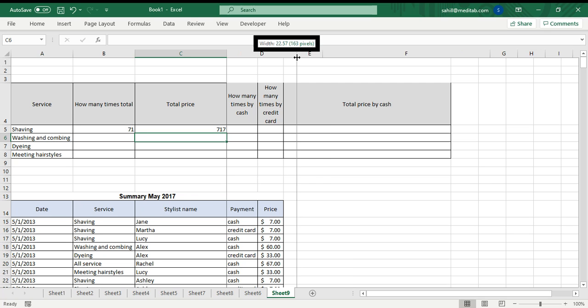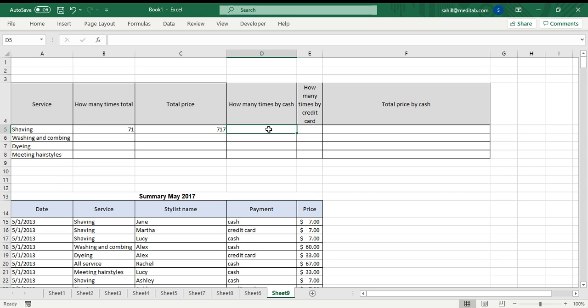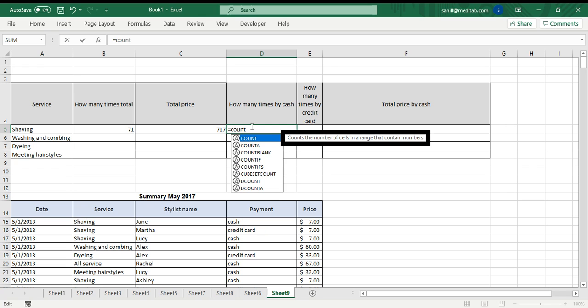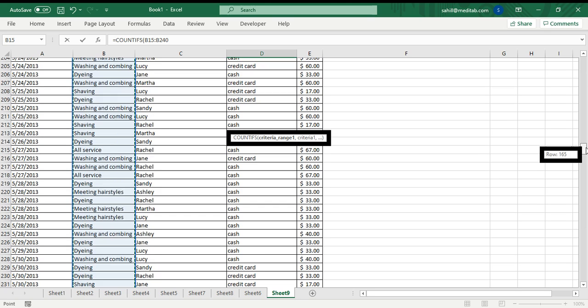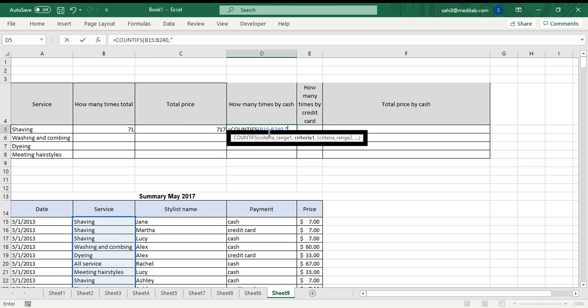Here is another thing. How many times by cash? It is asking me for counting shaving by cash. So two criteria again, cash and shaving. So I am using equal to COUNTIFS because there are two criteria, cash and shaving. What is the criteria range? I'm selecting the service. Don't worry, I have a key. I'm going up. What is the criteria? SHAVING. Criteria range 2, so I'm taking the payment mode. It is asking me for cash, right?